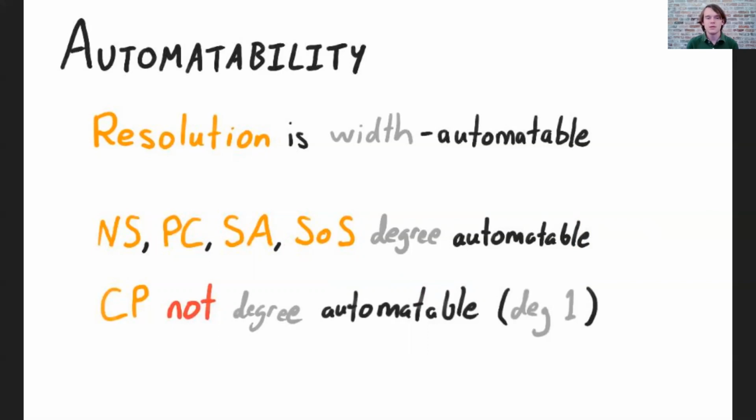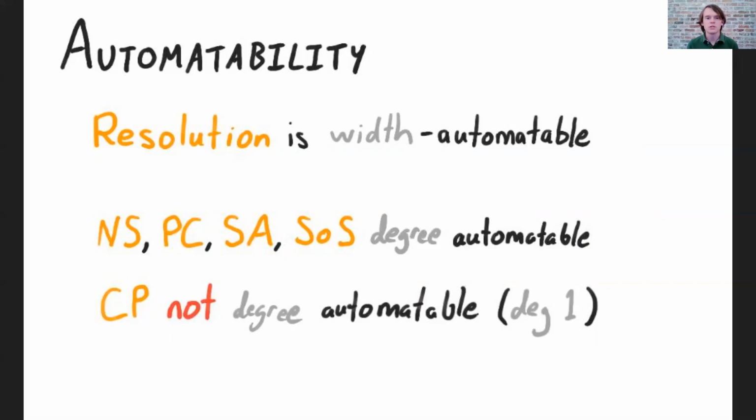But it should be noted here that cutting planes is an outlier in that it's very much not degree automatable. And this is just for a very simple reason, which is that cutting planes has degree 1 in every line. It's linear inequalities. And so degree automatability would be asking us to be finding cutting planes proofs in polynomial time. And as I stated before, a lot of times there isn't even a polynomial size proof.